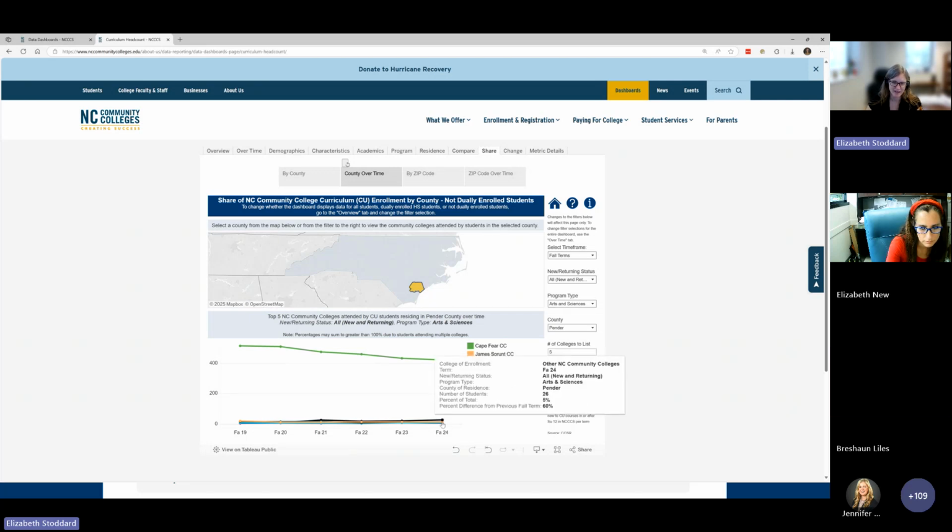The other lines on the graph that are all kind of at the bottom down here, those are showing the other colleges that these students went to. And again, you can do that same analysis by zip code, and you can show the zip code over time view as well.